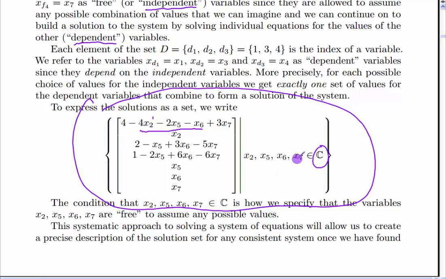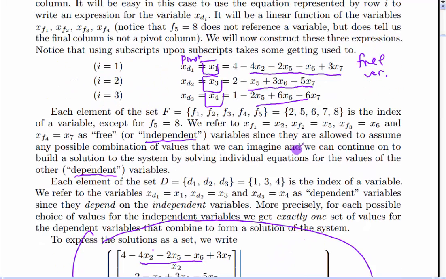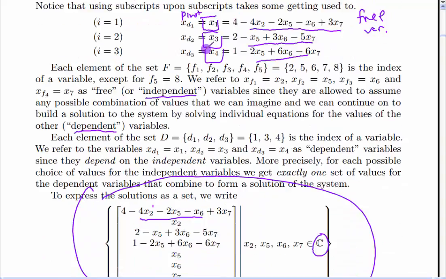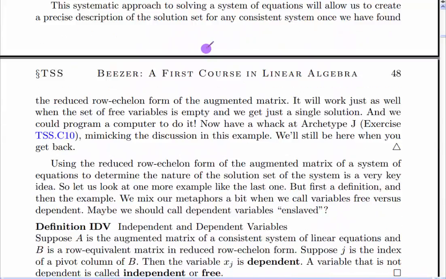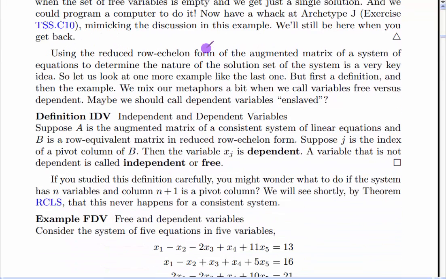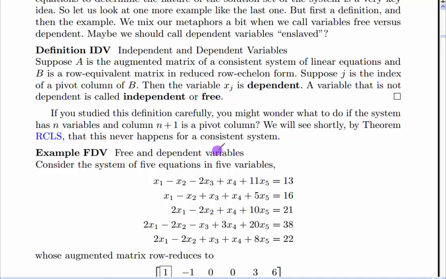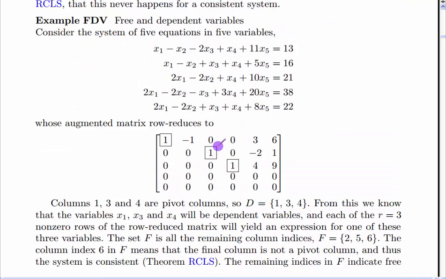Okay. Now, hopefully you can see that you can do this same approach with any reduced row echelon form. There is nothing special about this form. Whatever I did with this form, I could do with any reduced row echelon form. Okay. Let's try another one. Let's look at this example.